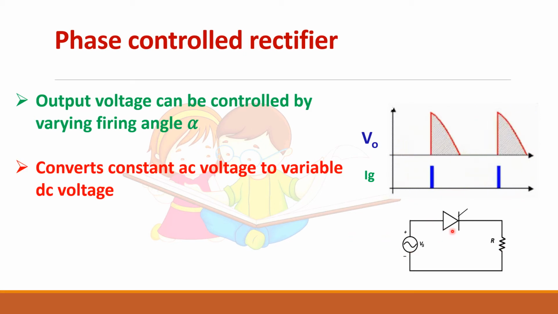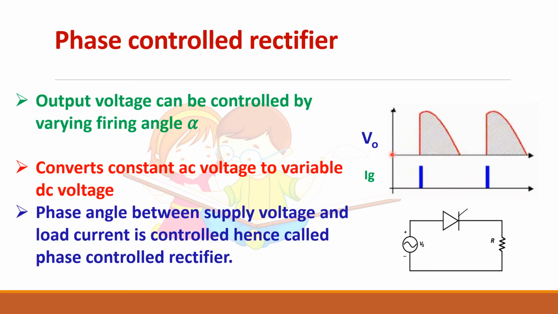So this control rectifier actually converts the constant AC voltage into a variable DC voltage. And why is it called a phase control rectifier? The zero crossing of the supply voltage is here, but you can see the output waveform zero crossing is somewhere here depending upon the gate pulse. So you can control the phase angle between the supply voltage and the load current. So it is called a phase control rectifier.